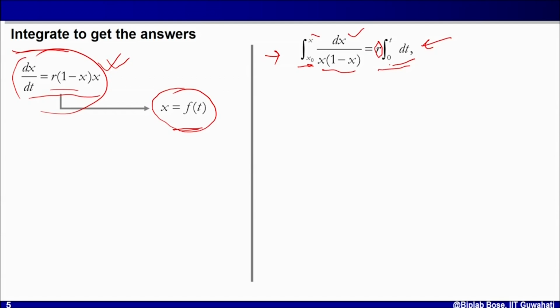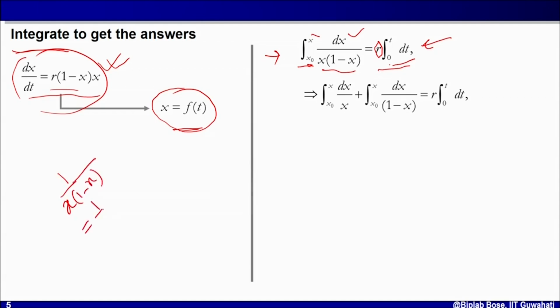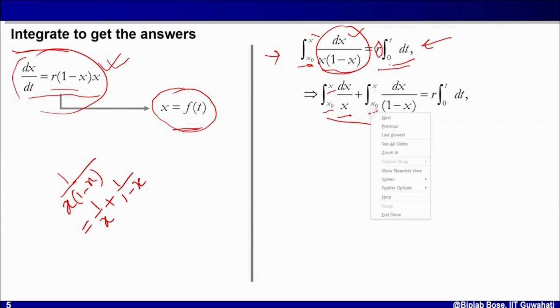This type of integration is very simple. I can do some algebraic rearrangement. Remember, 1 by x into 1 minus x is nothing but 1 by x plus 1 by 1 minus x. So I have separated this into two terms, dx by x plus dx by 1 minus x. Both these terms have to be integrated from x naught to x. And on the right hand side, you have r into the integration of dt from 0 to t.